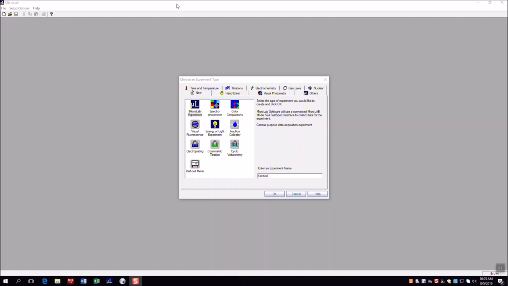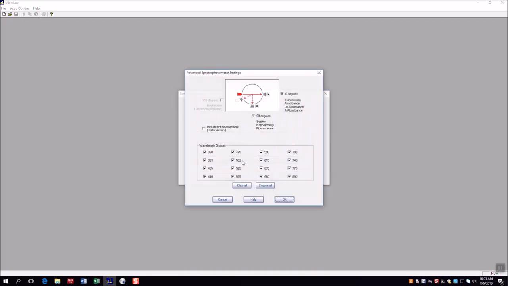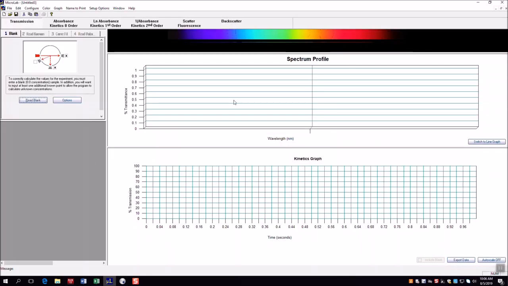which in our Microlab system is the same thing we did last week with our food dye experiment. We're going to click on spectrophotometer and click OK. However, this will change a little bit. In this case, we're not actually going to be measuring concentration. We're going to be selecting spectrophotometric kinetics, where the x-axis is time, because in this case, we want to see our graphs in Excel. Now we need to select a wavelength, and we're going to clear them all because that's the easiest way to get rid of them. And for this experiment, we're going to use the 635 nanometer wavelength, the orange light that Colin mentioned earlier in the video. We're going to click OK, and then click OK again, and we'll be brought up to our familiar spectrophotometer screen in Microlab.